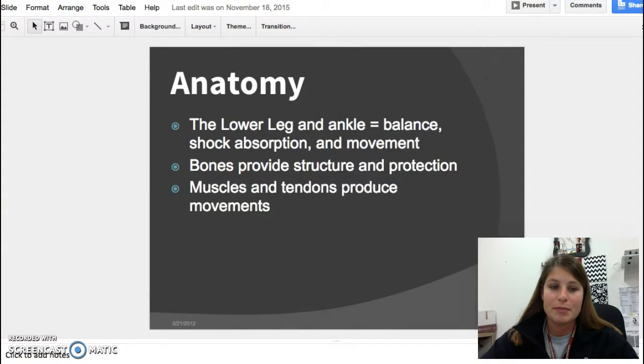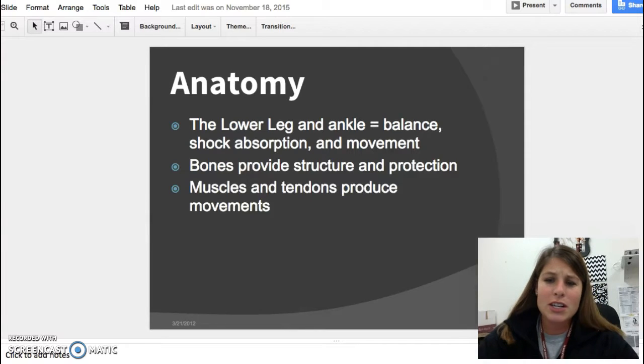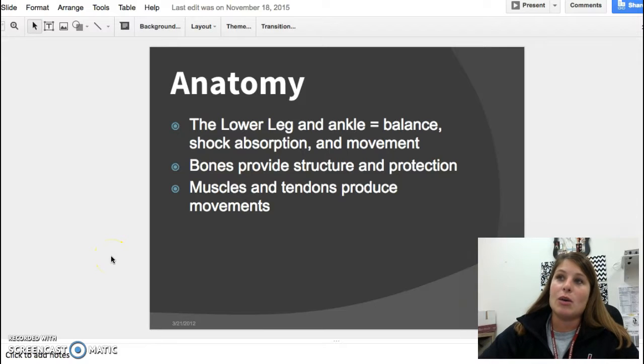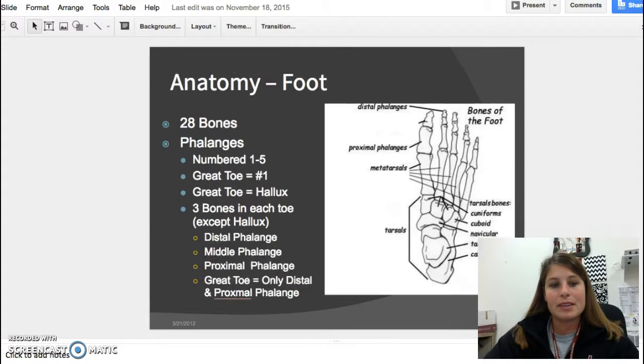So we already talked about how the ankle and the lower leg helps with our movement. It also has to carry the weight of our whole body, so naturally it helps with shock absorbing. And through the bones that help to provide structure and protection, we also work together with the muscles that help us to produce those movements. And that's where our anatomy section begins today.